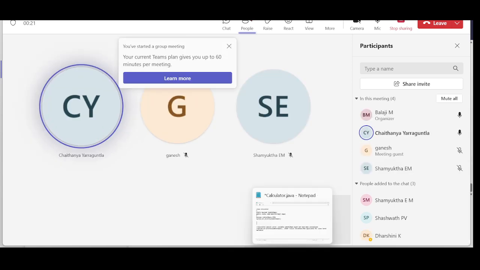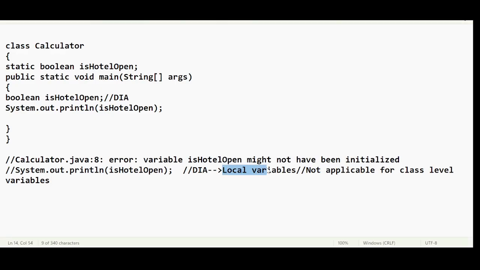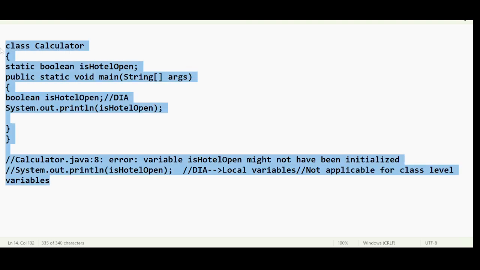I was just saying that DIA is applicable for local variables and not for class level variables. This DIA thing is just for our understanding. Do not say DIA in the interview room. It is just for our memorization: D means declaration, I means initialization, A means access. Any doubts so far? This is all about the Boolean data type, nothing else.